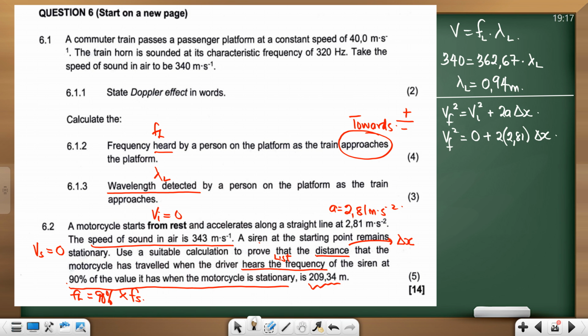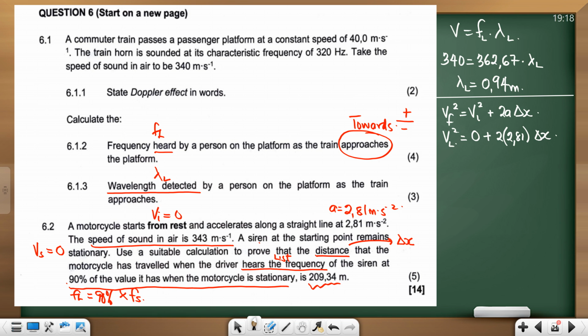We have two unknowns. We don't know delta x. Don't use the 209 they gave you; that's what you must get. The question is, how do we calculate the velocity of the listener? This is going to be the velocity of the listener, because we are looking for the final velocity.